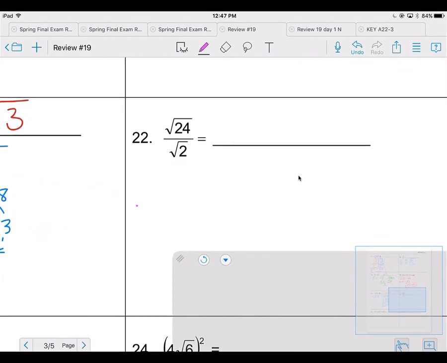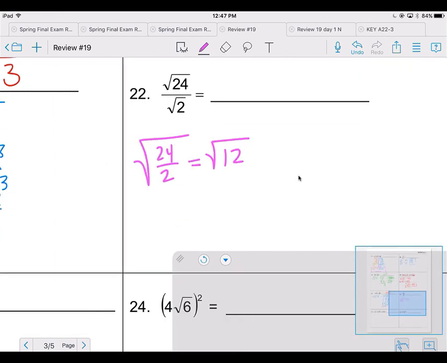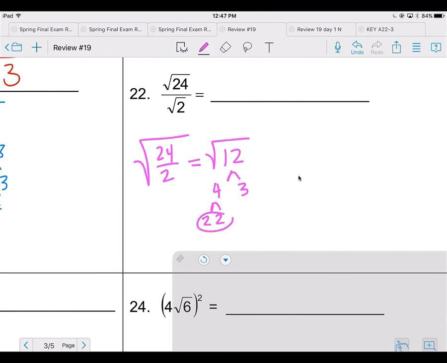Problem 22, 24 and 2 are both inside the square root, so they could also be rewritten like this. I would have tried this in my calculator and seen that it didn't work, so I'm trying to see how can I get rid of the 2 on the bottom. 24 and 2 are both inside, so I can divide them as I see it, and that would make the square root of 12. And then the square root of 12, I can simplify. I get 2, 2, and 3, so I can take out a 2 and leave in a 3. So this would be 2 square root 3.